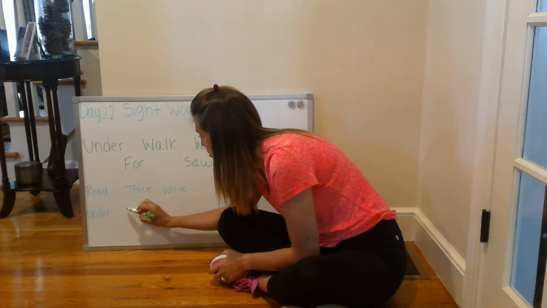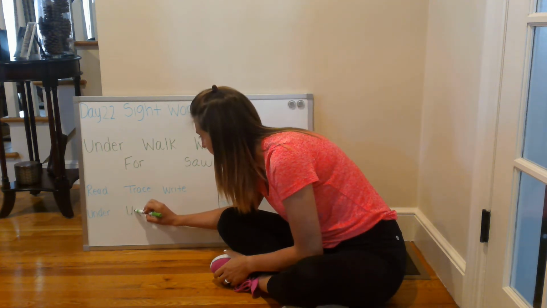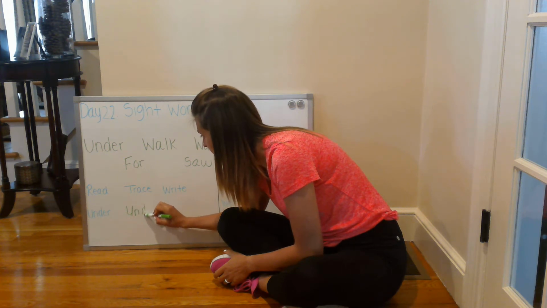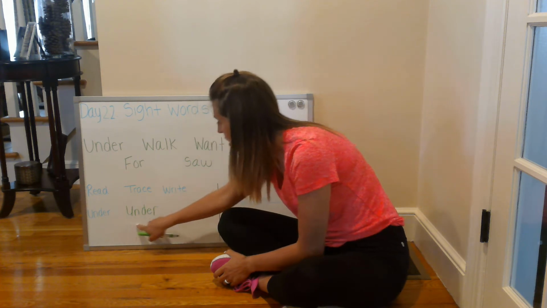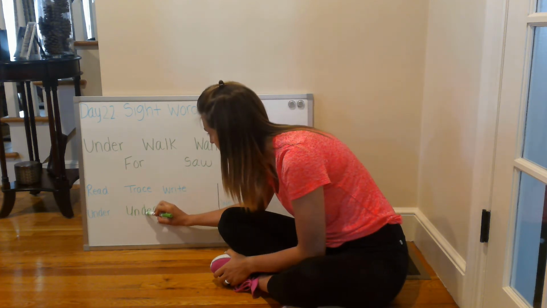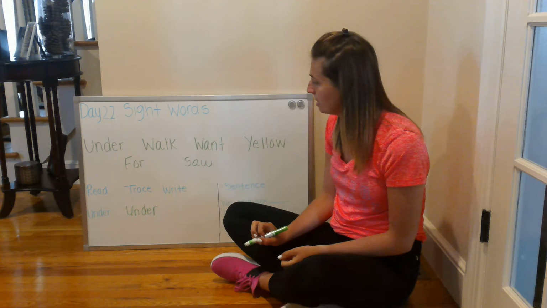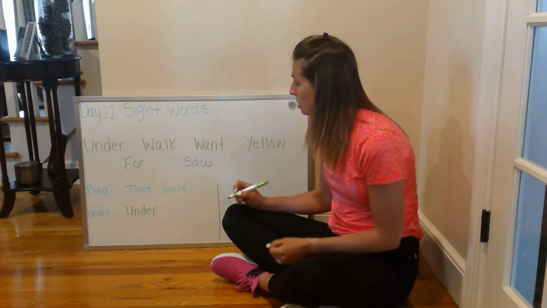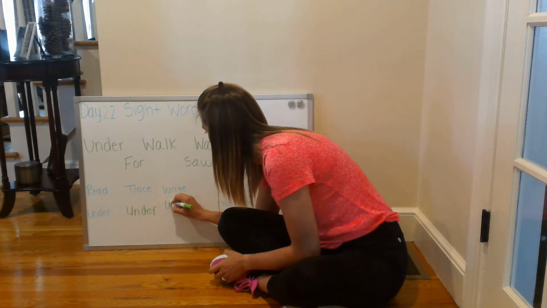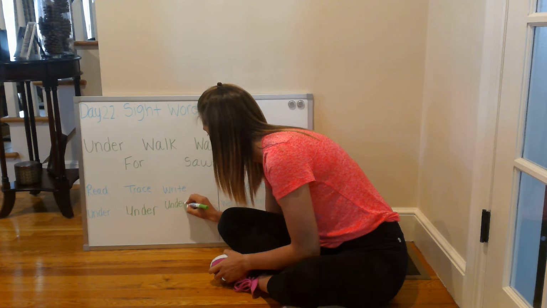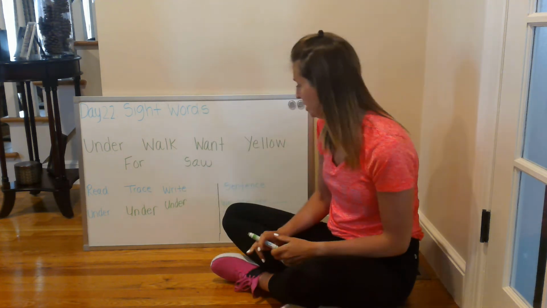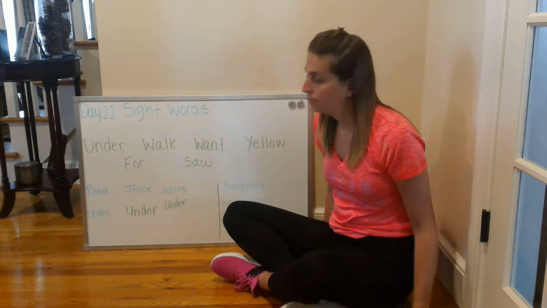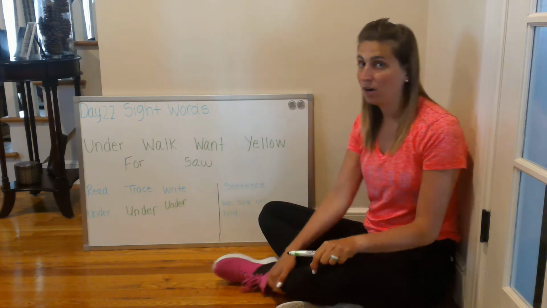Now I'm going to trace the word under by saying each letter as I trace it. So under is U, N, D, E, R. Under. Now I'm going to write the sight word under on my own by saying each letter as I write it. So under, U, N, D, E, R. Under. That's the first part, and that's going to be the first part of our worksheet.